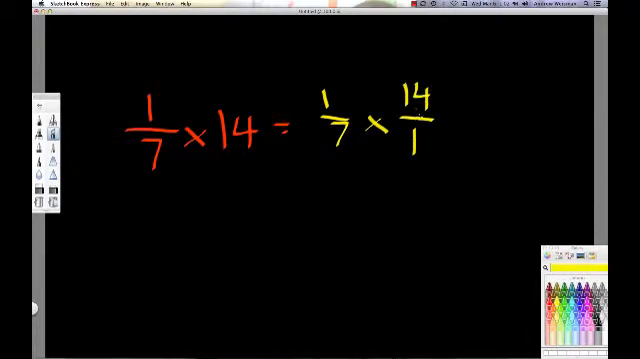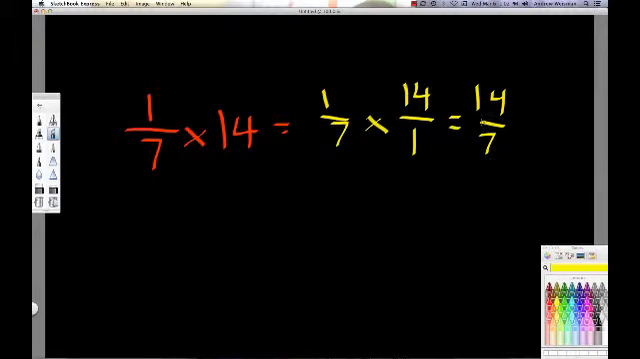Okay, because a whole number is the same as when we put it over 1. 14 over 1 is the same as 14. And we can multiply across. We multiply our numerators. So 1 times 14 is 14, and 7 times 1 is 7. Right now we're provided an improper fraction. This we have to change. It cannot stay like this.